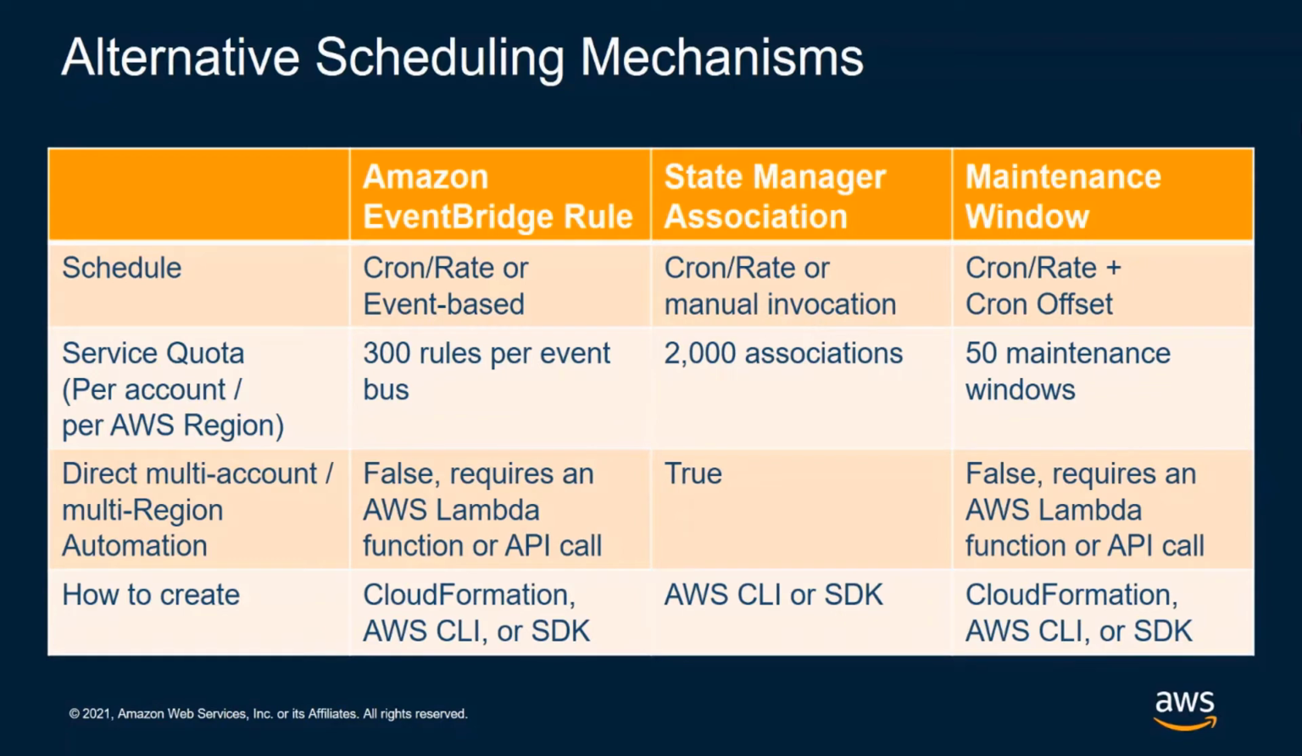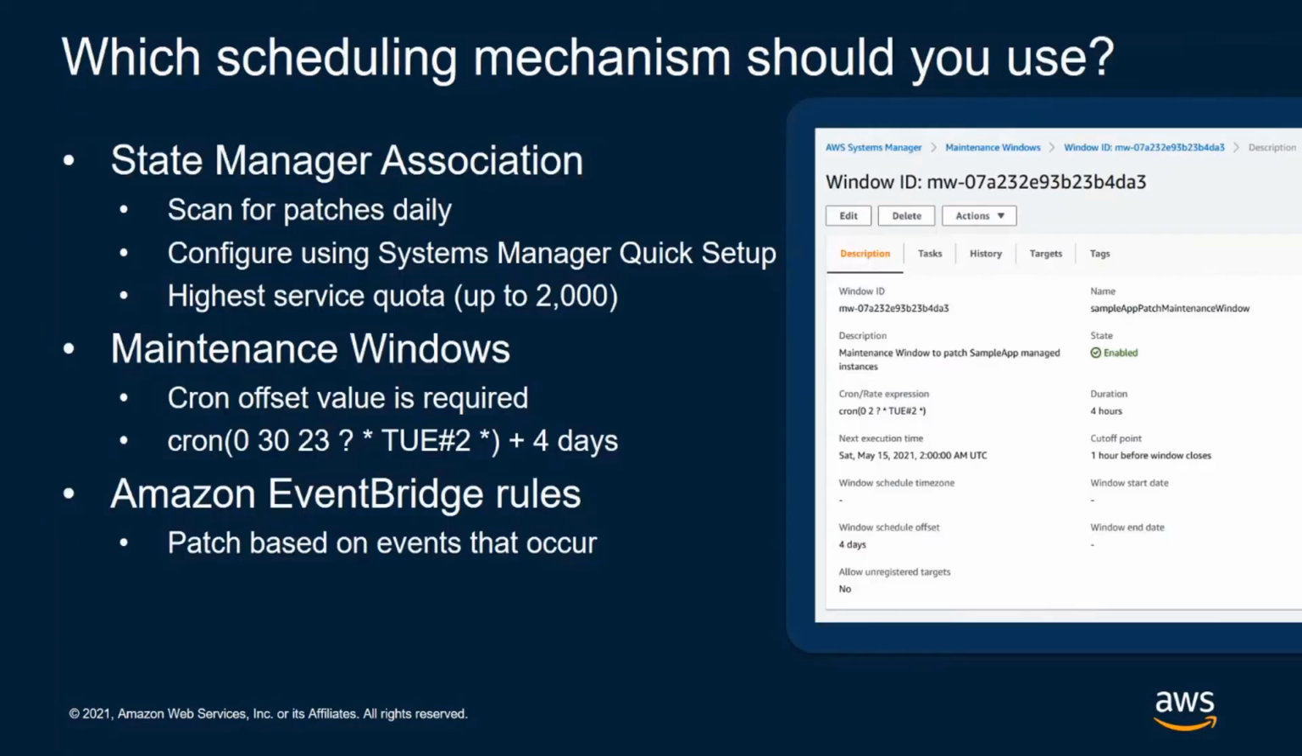And similar to EventBridge rules, maintenance windows do require that intermediary step for that Lambda function. Lastly, again, similar to EventBridge rules, you can create maintenance windows using CloudFormation stacks or by using the AWS APIs. Now that we've identified the differences between the various scheduling mechanisms, you may be thinking, which should you use in your environment?